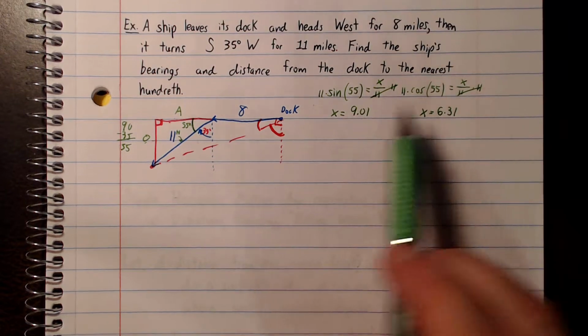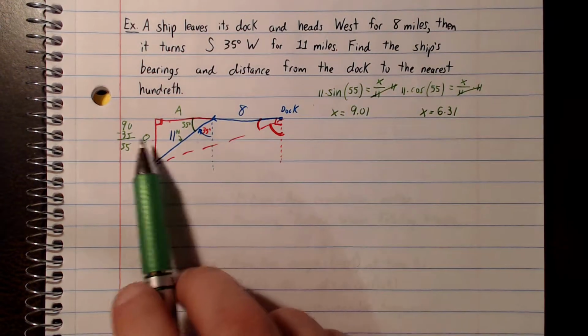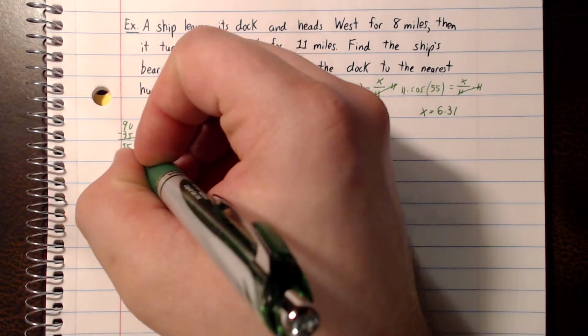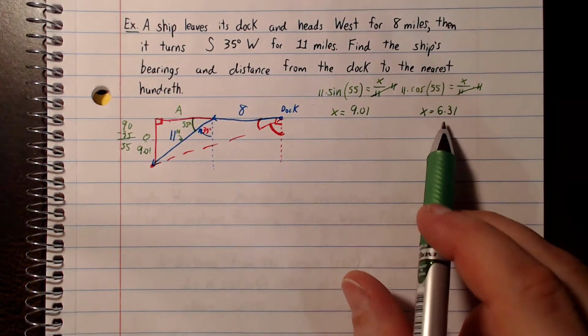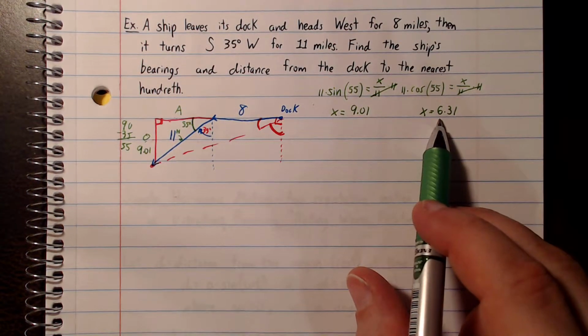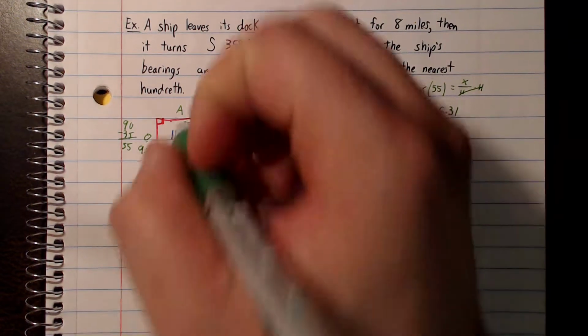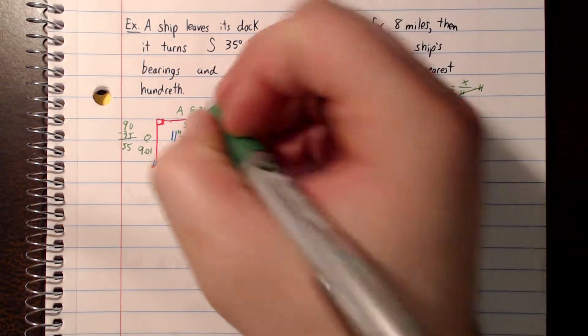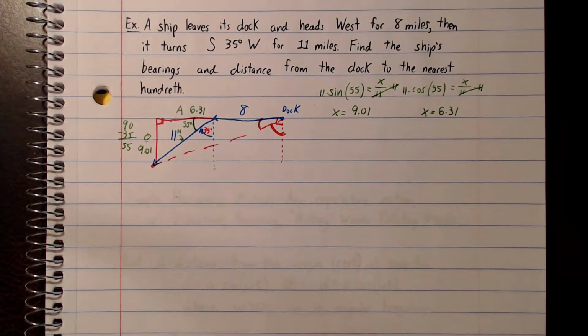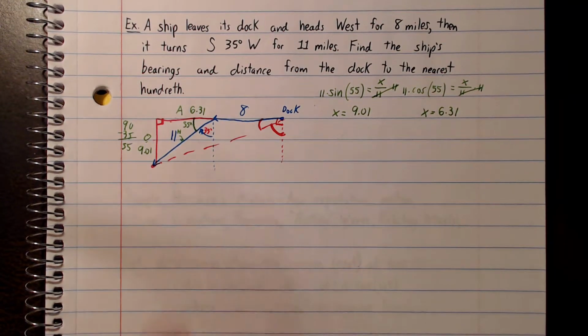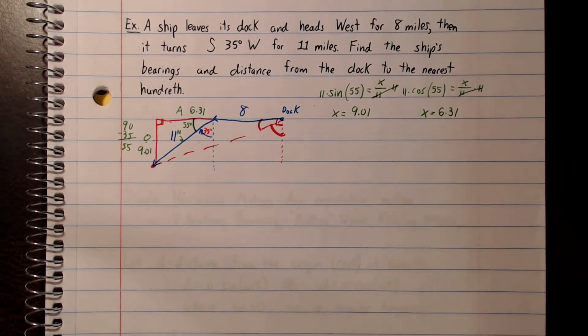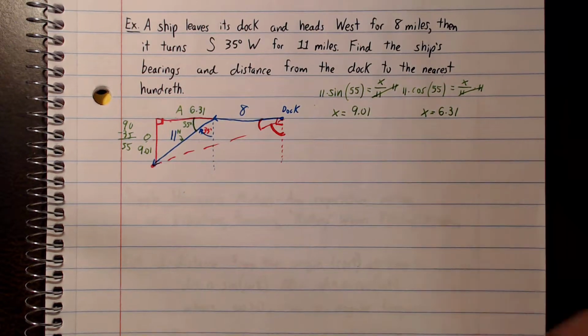Now, what did we just find? Well, this was working with opposite, so over here we have 9.01. This was working with adjacent, so this strip right here is 6.31. Now let's make a much more complete picture for us to work with, because this is kind of jumbly, right? Here's what we really have.